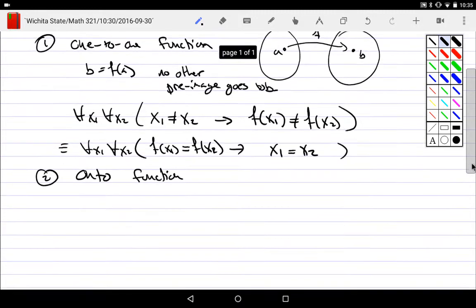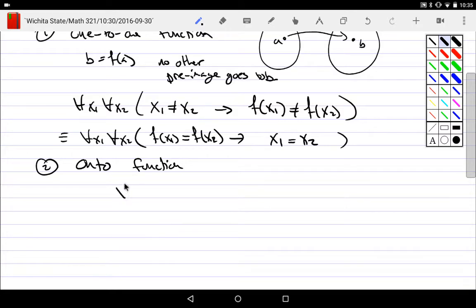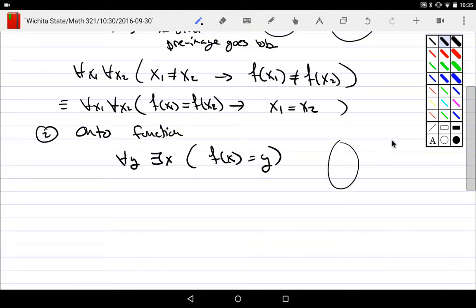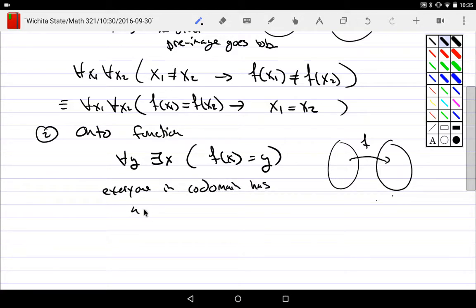And that particular statement would say that for every y that's in the codomain, you can find an x that's in the domain such that f of x maps to that y. What this is saying is, this is my codomain. It says everyone in the codomain has a pre-image. So all of the things on the right have somebody that's gone to them.